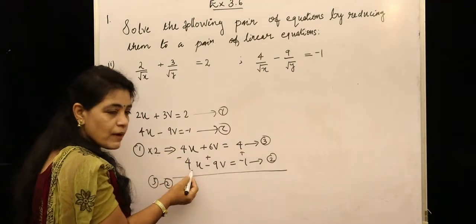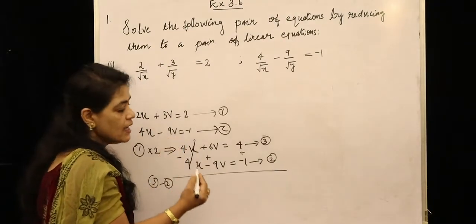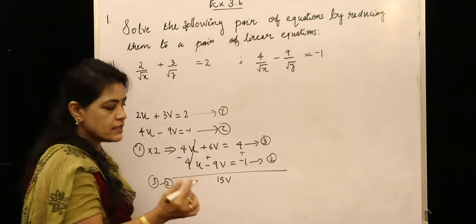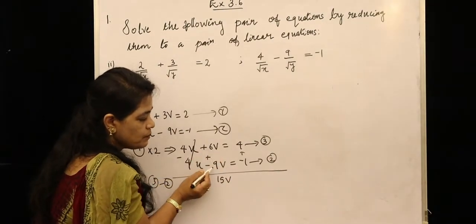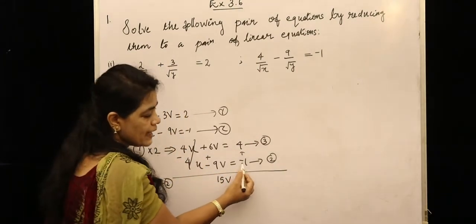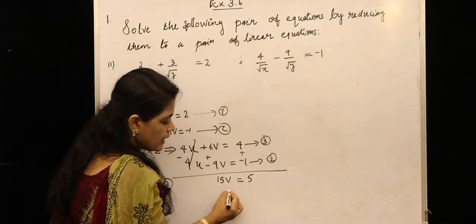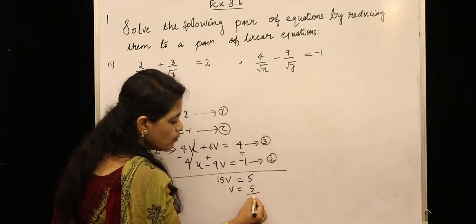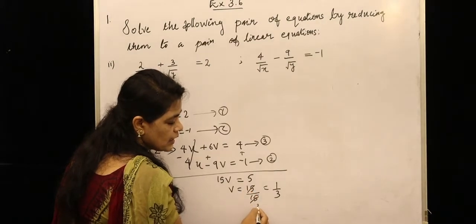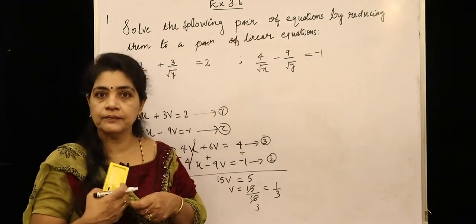So 4u minus 4u, the terms get cancelled. 6v plus 9v is 15v. We are adding the coefficients by keeping the variables the same, because they are like terms. So 6 plus 9, 15v is equal to 4 plus 1. Here negative turned into positive. So 4 plus 1 is 5 and hence v is equal to 5 by 15, that is 1 by 3. 5 in 5 one time and 5 in 15 three times. So we got v as 1 by 3.